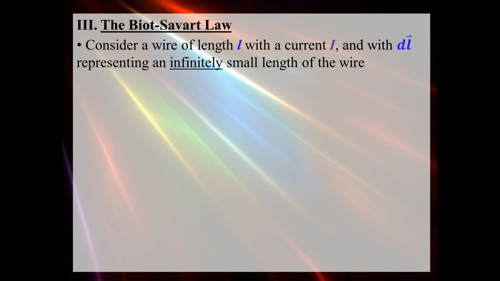That said, consider a wire that has a length L with a current I and with DL representing an infinitely small length of the wire. Okay, so I have a straight current carrying wire that has a current of capital I running through it. It has a length that's L, and DL is just going to represent a really small chunk of the wire.